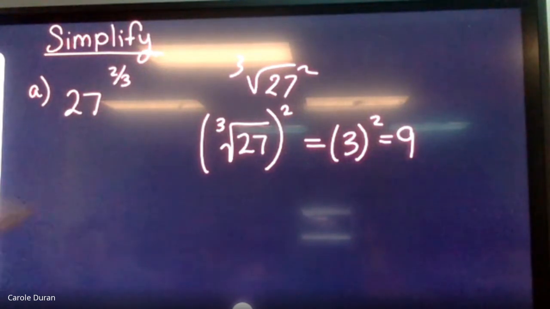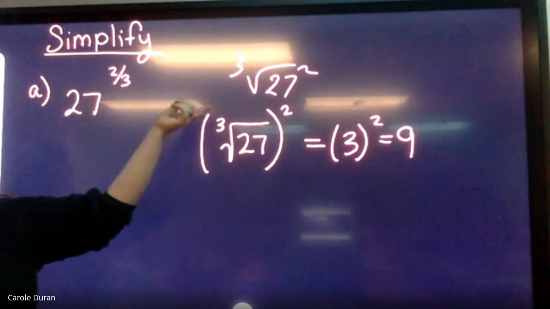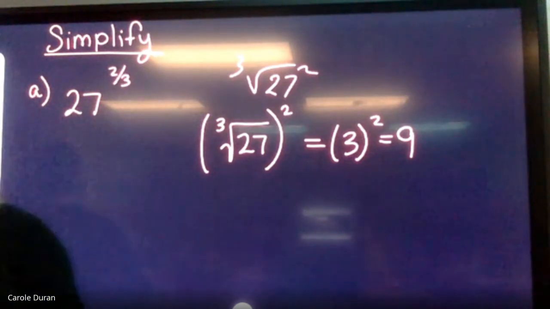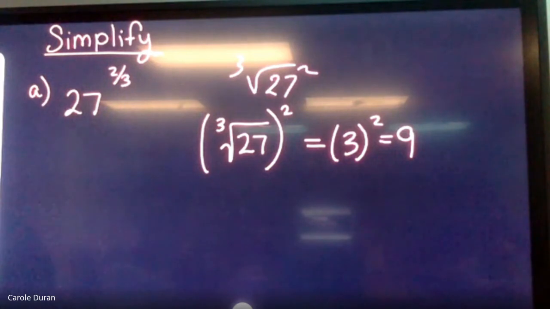If you had a calculator, you definitely could have squared 27 and then taken the cube root of that, and you still would have gotten 9. We okay? Let's do another one.